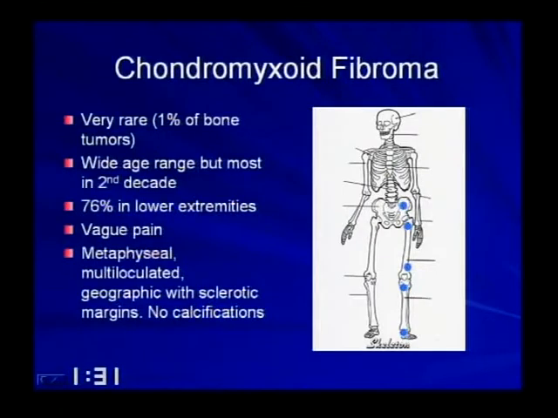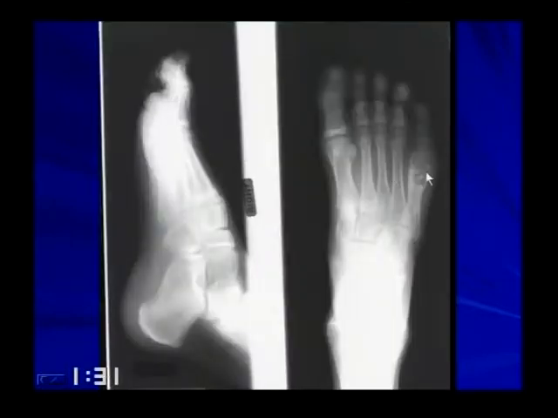Now, other cartilage lesions that are benign, chondromyxoid fibromas, they're very rare, 1% of bone tumors. You probably won't see one. They tend to be metaphyseal, going right up to the growth plate, and they're typically soap bubbly, multiloculated, geographic. Usually you do not see calcifications in them, at least on a plain film you don't. And most common in the lower extremities. And here's your classic soap bubbly type appearance. Here's one that was in the metatarsal, but it has that classic appearance, goes right up to the growth plate.